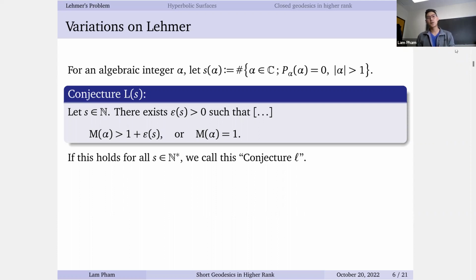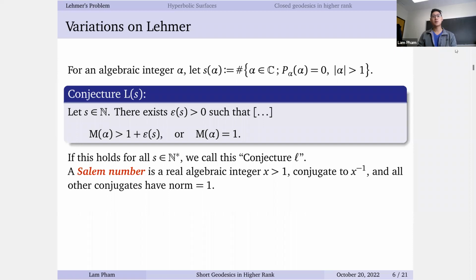Often, when S is fixed, I will refer to this as the lemma conjecture at some level S, because this is the labeling that I'm using in this work. And when it holds for all possible S, I will call this the weak lemma conjecture. Already, this weak lemma conjecture is still open.